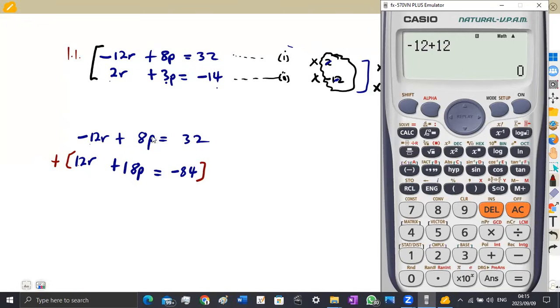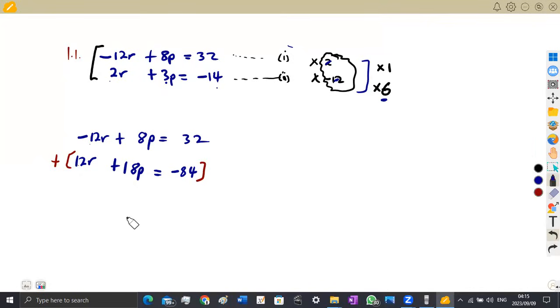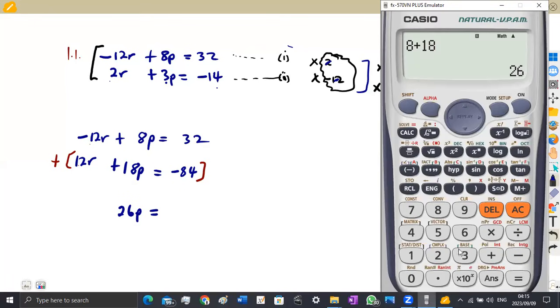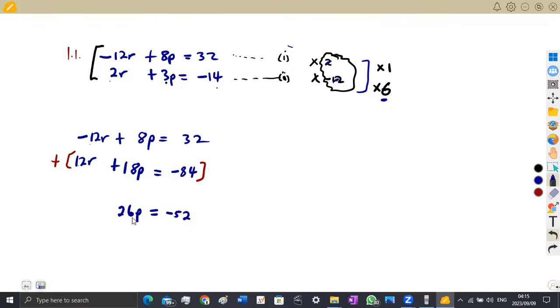What we have done here, we are going to do the same on the other terms. So it's 8 plus 18, which in this case is going to be 26. So we are going to obtain 26P equal to, we do the same, we add: 32, and take note, there's a plus, then we subtract 84. So that's 32 minus 84, which is going to give us negative 52.